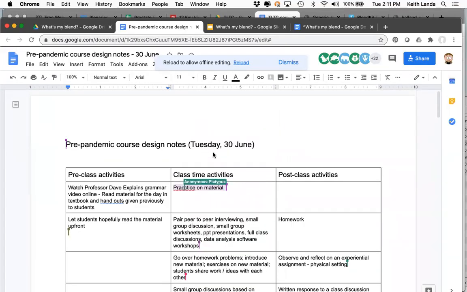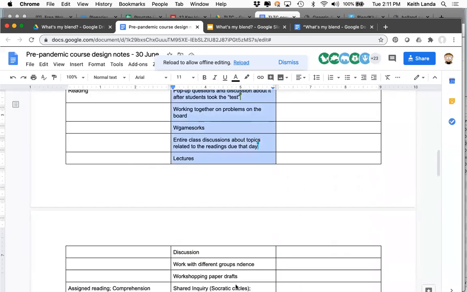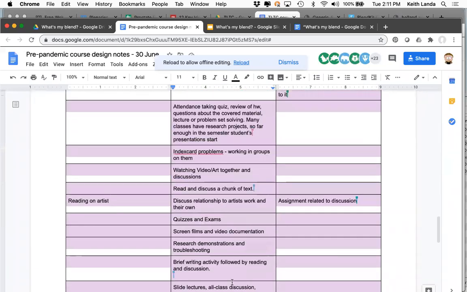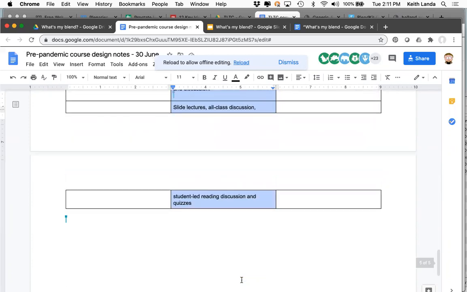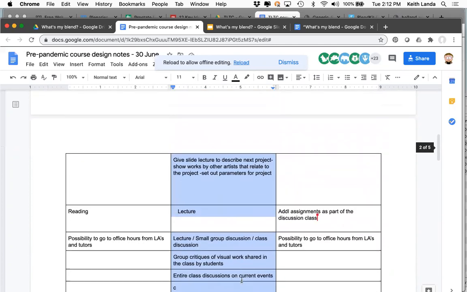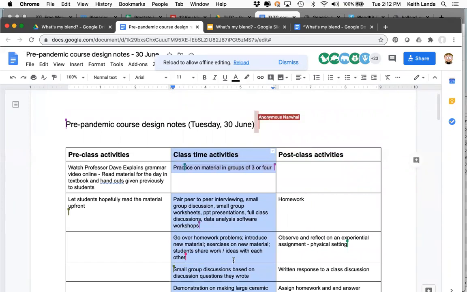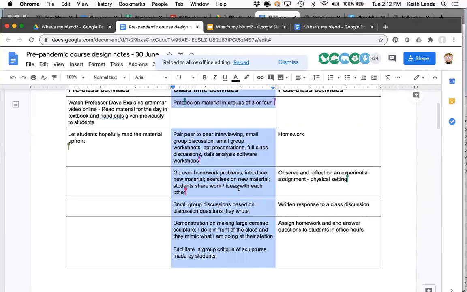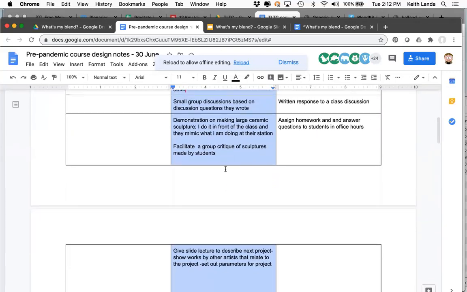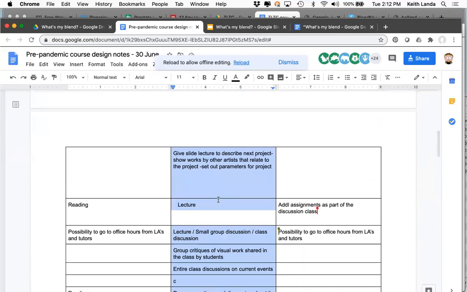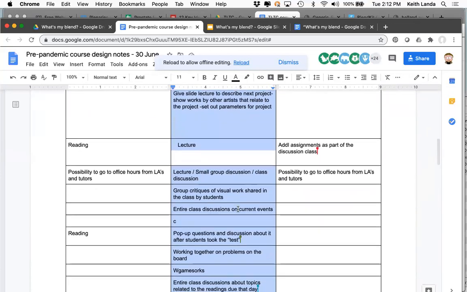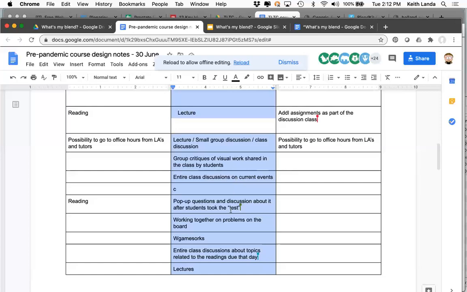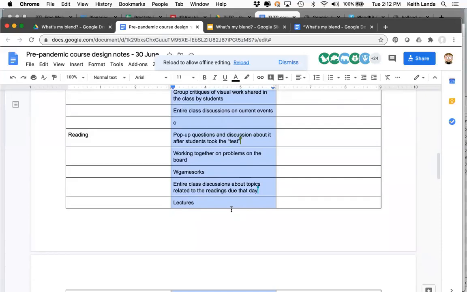So we've got a nice diversity of descriptions of in-class activities. Let me highlight this row, this column. So we've got peer-to-peer interviewing, small group discussions, homework problems, PowerPoint presentations, exercises on new materials, demonstrations, group critiques, slide lectures, lectures, class discussion, entire class discussions on current events, pop-up questions, discussions, problems. So a wide range of things.